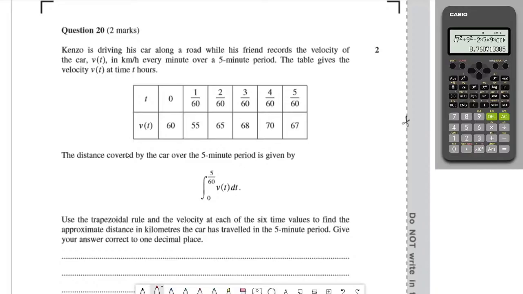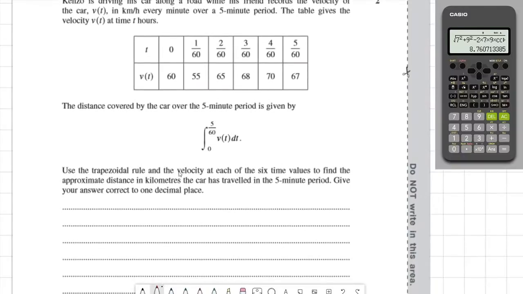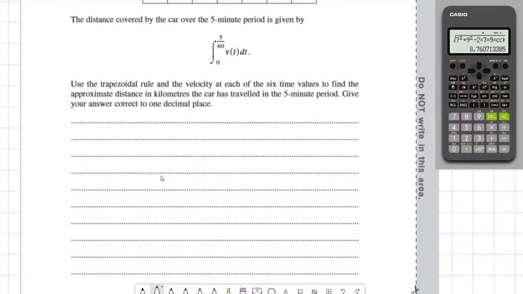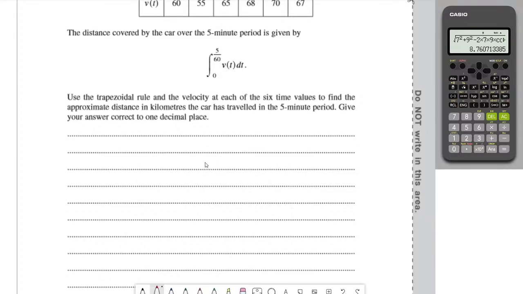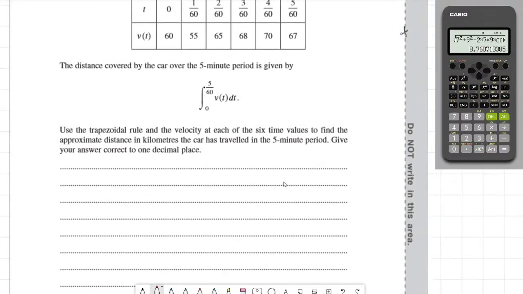The distance covered by the car over the 5-minute period is given by this. Use the trapezoidal rule for the velocity of each of the 6 time values to find the approximate distance in kilometers the car has traveled in the 5-minute period. Give your answer correct to 1 decimal place.